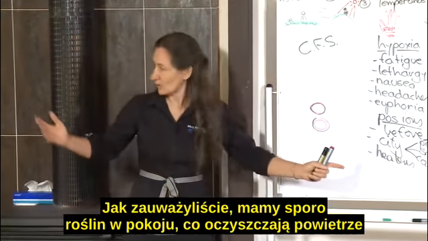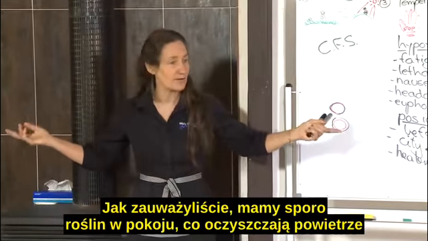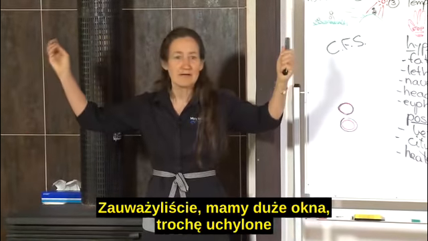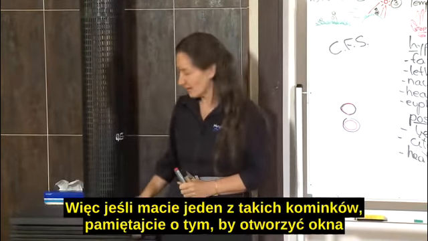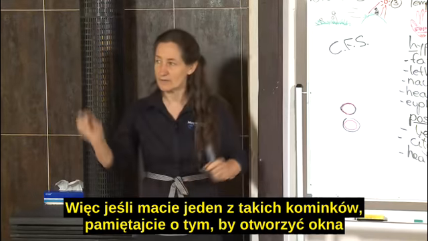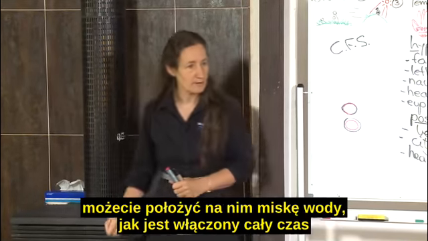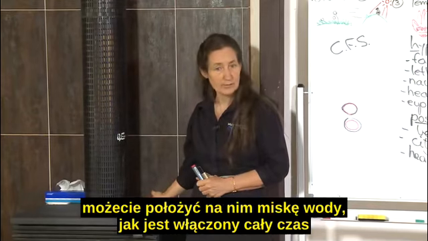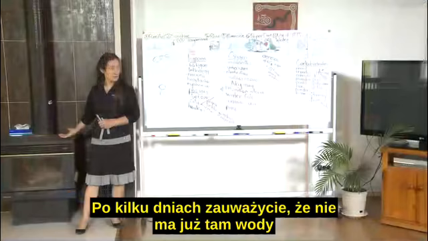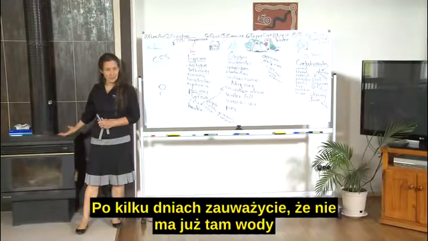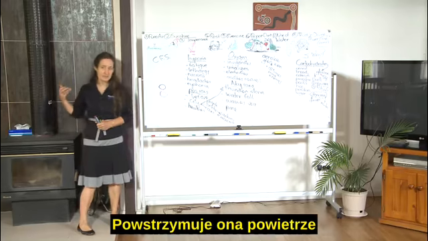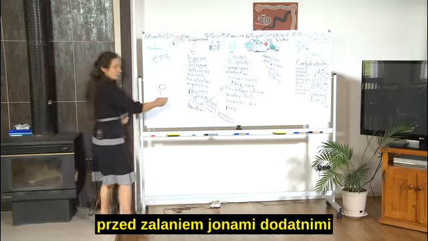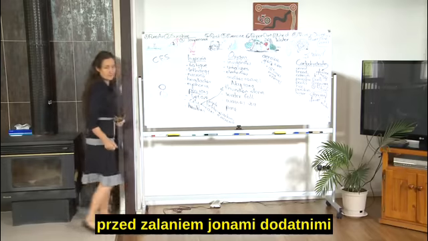You'll notice we've got quite a few plants in our room. They purify the air. You notice we've got big windows, have them open a little bit. So if you have one of these fires, just be mindful of it. Keep some of the windows open. You can also put a bowl of water on top when it's going all the time. You will find after a few days there's no water left there. It just keeps the air from being flooded with the positive ions.